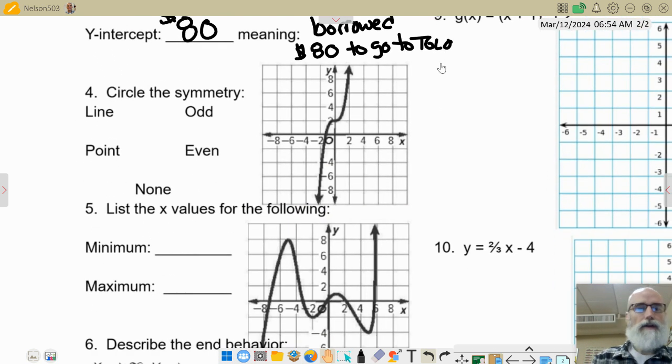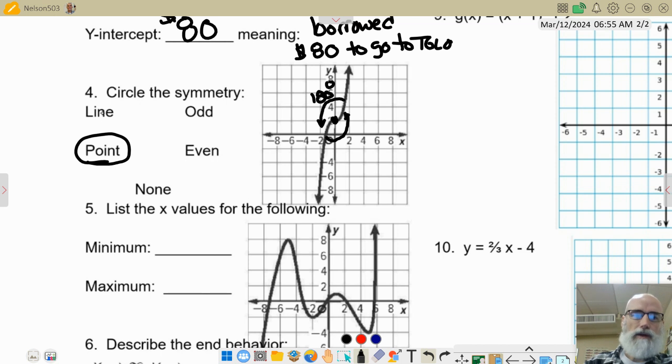So let's see. On number four, this function has point symmetry. Okay, so if you put a point right here and you rotated the figure 180 degrees around that point, the stuff in the first quadrant up there would land right down here in the second and third quadrant. And the stuff in the second and third quadrant would land right up there on top of that stuff in the first quadrant. So that's why it's point symmetry.